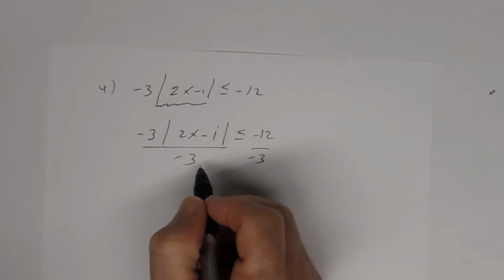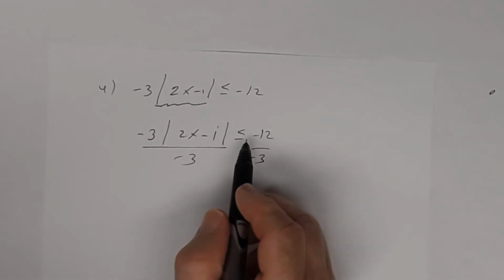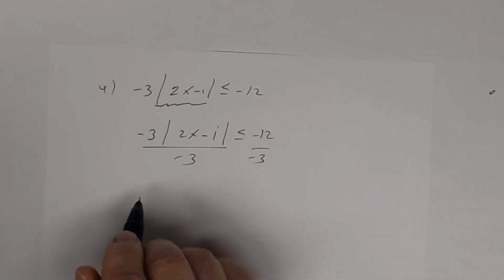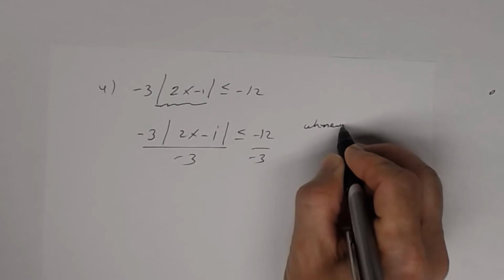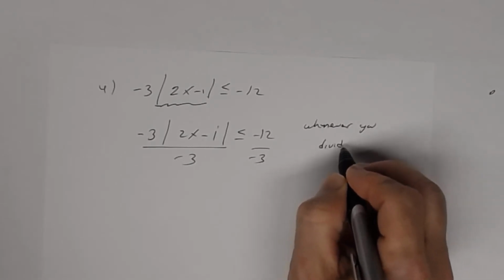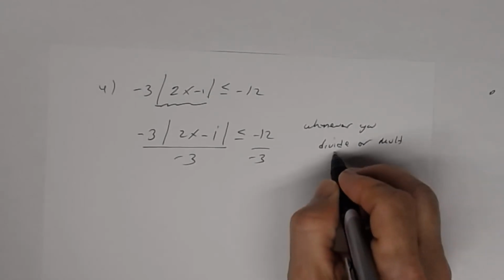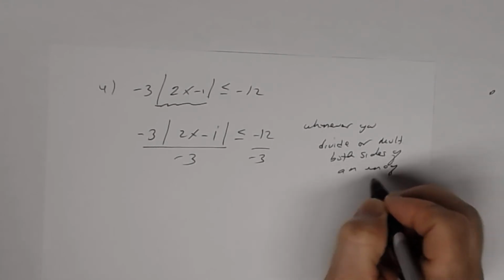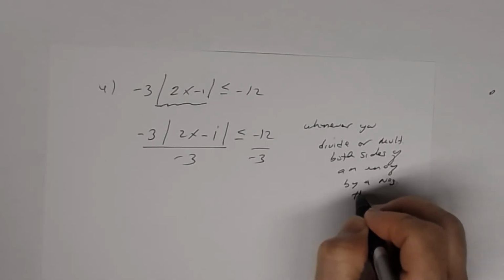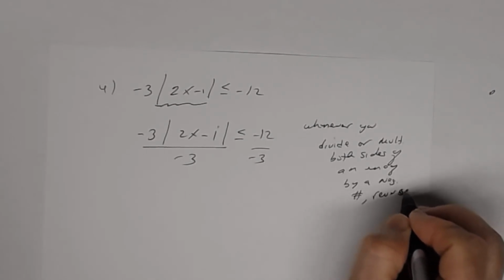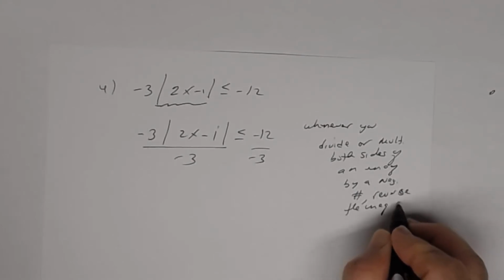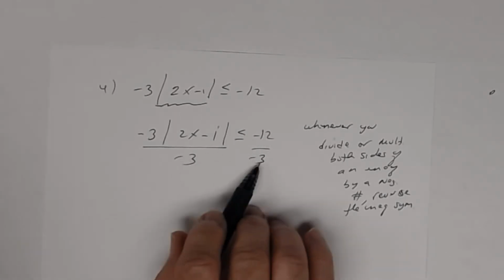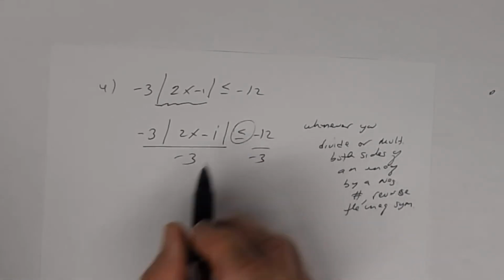But remember, whenever you multiply or divide both sides of an inequality by a negative number, you must reverse the inequality symbol. Reverse the inequality symbol. So you see I divided both sides of an inequality by a negative number, so I have to remind myself I have to reverse this.